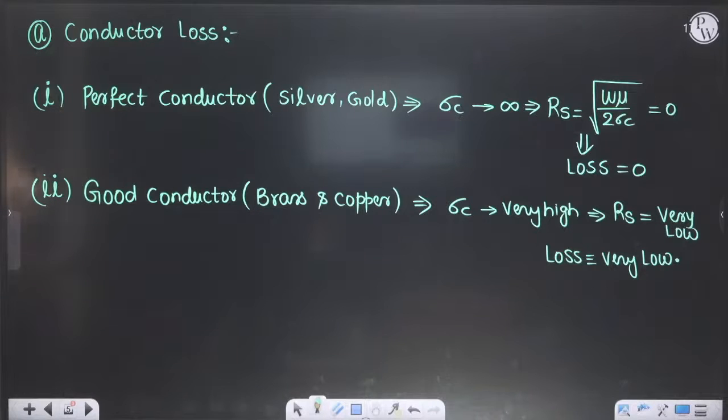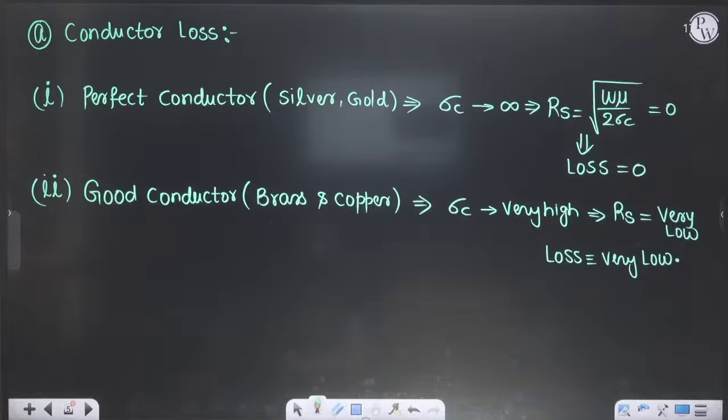But if we make a transmission line with silver and gold, the loss will be approximately 0. But we cannot make a transmission line with silver and gold because it will be very costly. So we make transmission lines with brass and copper. So there is some loss in the transmission line.